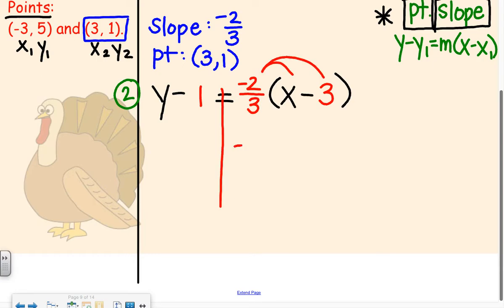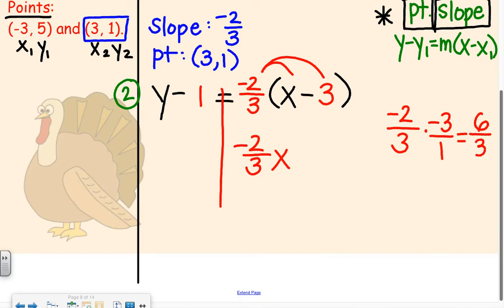Negative 2/3 times x is negative 2/3 x. And then negative 2/3 times negative 3, or negative 3 over 1, will give me 6 over 3, which is 2. Bring down my y minus 1 and add 1 on both sides.